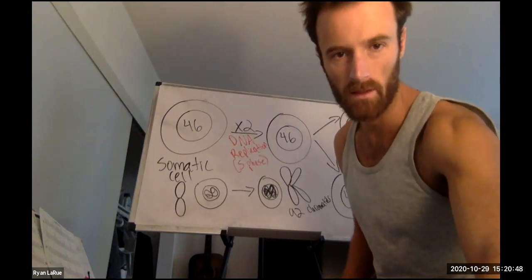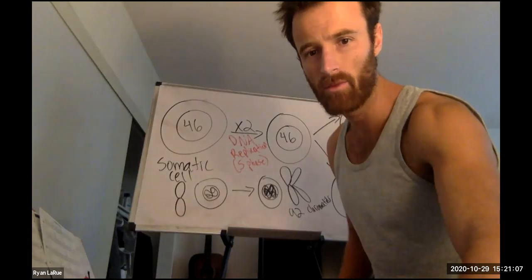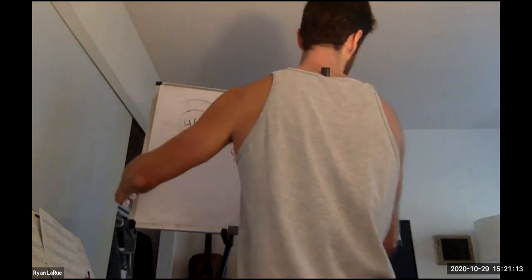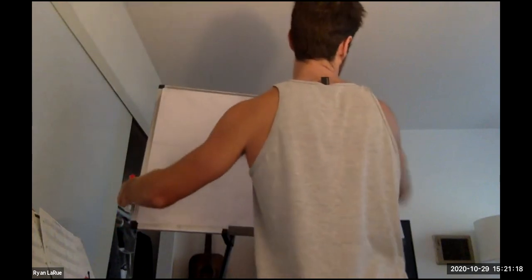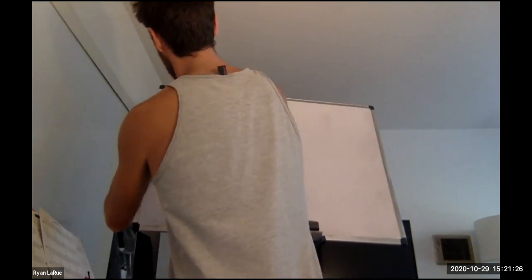So if you look at the cell cycle, which we were talking about last time, we are entering the mitotic phase after G2 of interphase. And before we do, I'm just going to show you what the cell looks like again, what it looks like in interphase, and then what it'll look like when we enter mitosis. So we're doing mitosis.